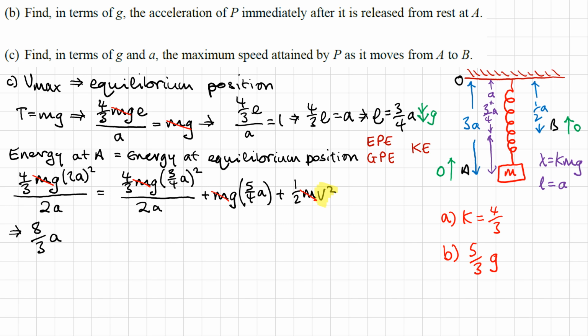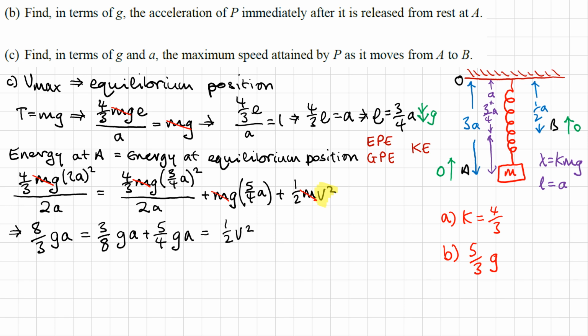And that all simplifies down to 8/3 a, is equal to, and we'll try and do the same thing here. We're going to have 4/3 g times 9/16 a squared, and that's going to get divided by 2a. I'm sorry, I forgot to put in the g here as well, so this should be ga. So 4/3 times 9/16 divided by 2 is 3/8, and we'll have an a squared, and an a that cancels that out, so we'll have 3/8 ga. Then for the next term, we'll have 5/4 ga is equal to half v squared.